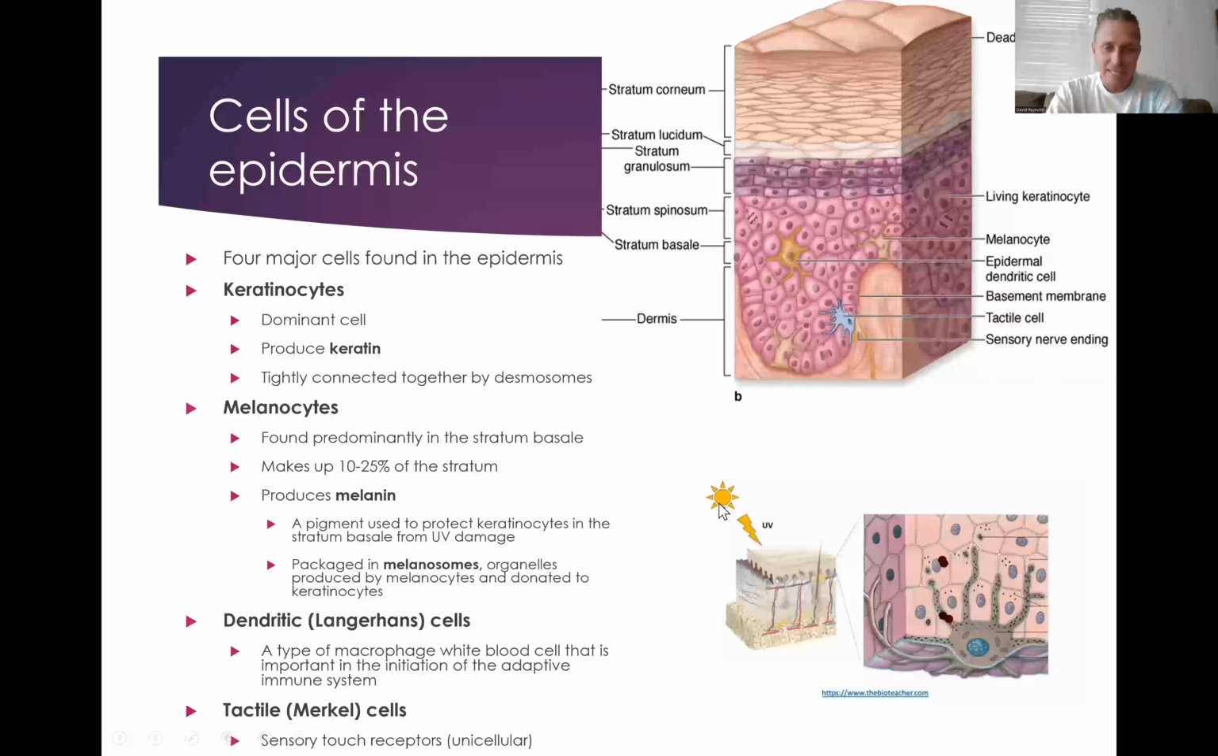And then finally, we have tactile cells. Tactile cells are part of your touch receptors. So it's a type of receptor. We'll talk about all the different types of receptors later when we get to general senses, but this one is just a single-celled receptor. So you have these kind of throughout your epidermis, and you're going to use these to detect light touch or things that are touching the surface of your skin.